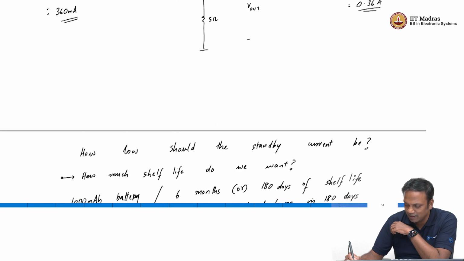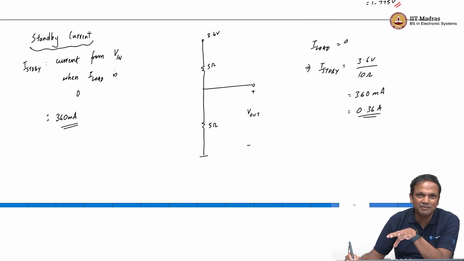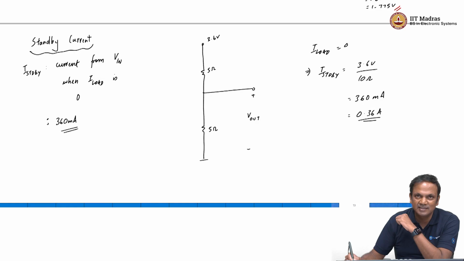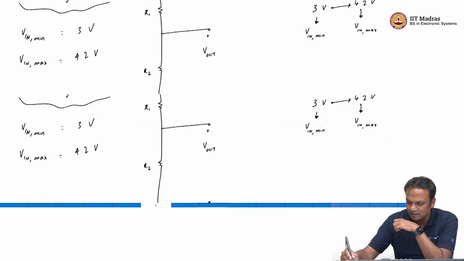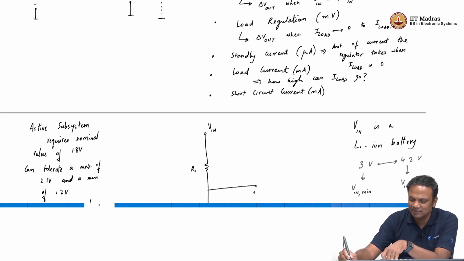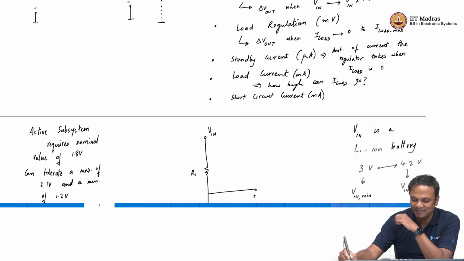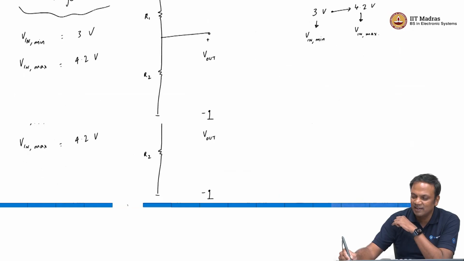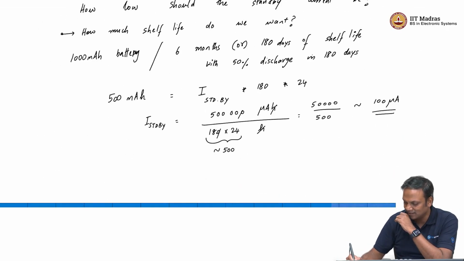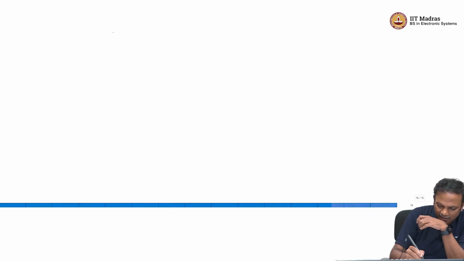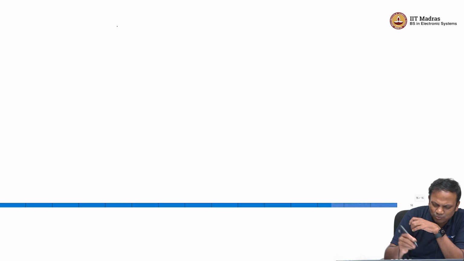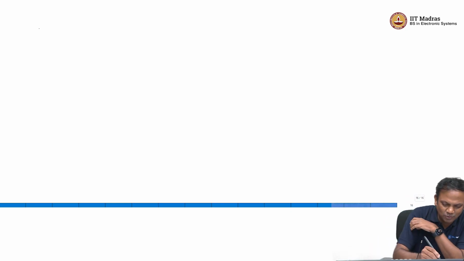Just going back to our example, the standby current is 360 milliamp, right. Then there is load current, which in our case we have already defined, so we do not need to calculate it again, it is 100 milliamp. The last thing we have to calculate is the short circuit current. So, again we will calculate this at 3.6 volt. Actually, there is one thing that we have to calculate with respect to load current.